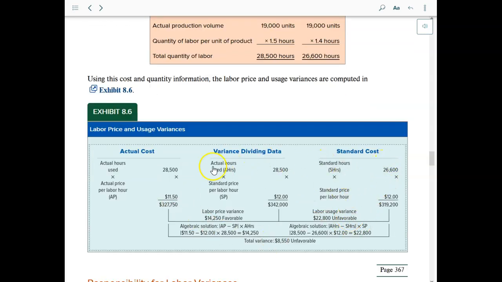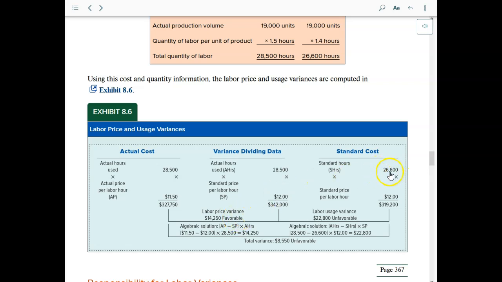This is a setup similar to the materials. You look at the actual hours used from up here, actual price paid. We saw that in a little bit, the schedule a little bit higher. Compare that to actual hours, same number, but the standard price. So since we paid less per hour than we'd budgeted, that's a favorable variance.